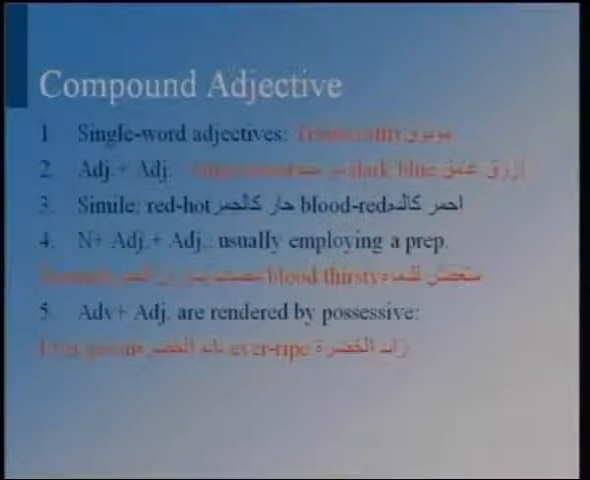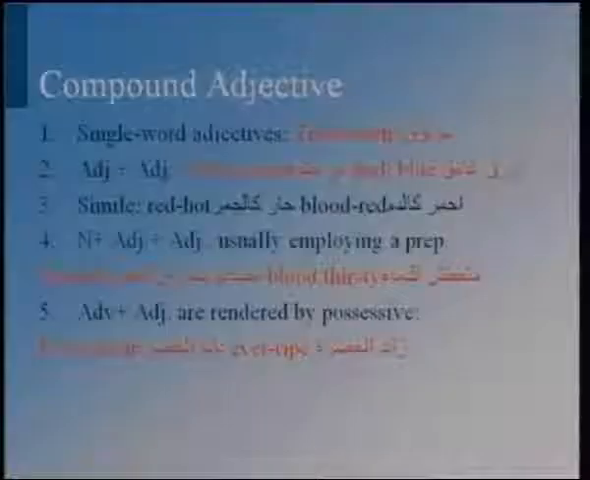Okay, but it is not necessary for every compound in English to be a compound in Arabic. We don't always have the equivalent of compounds in English being compounds in Arabic. So for example, trustworthy in English is موثوق. موثوق is not a compound, okay, because the two languages are morphologically different from each other.